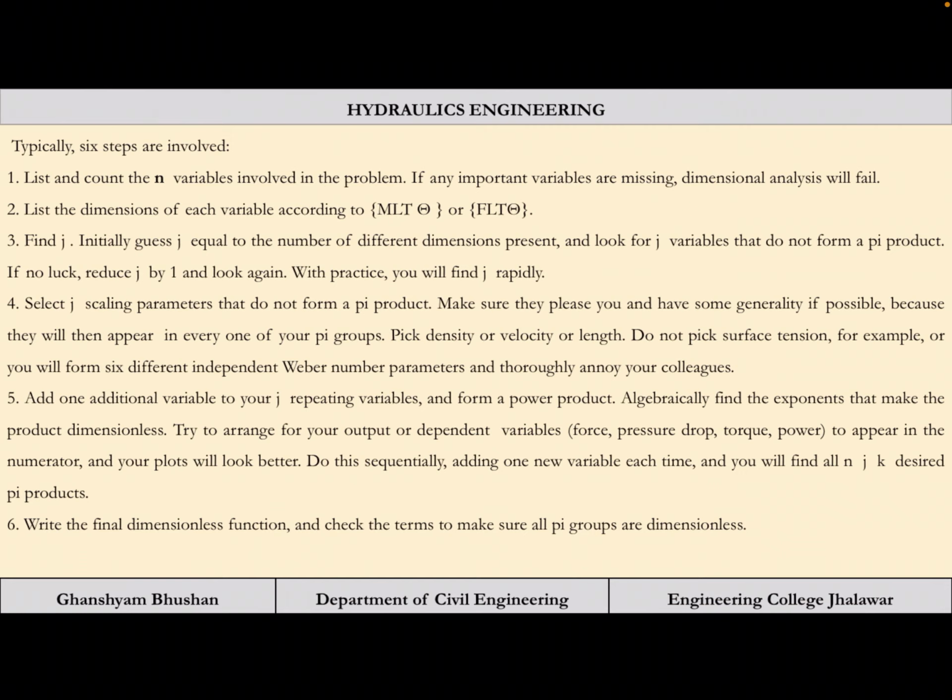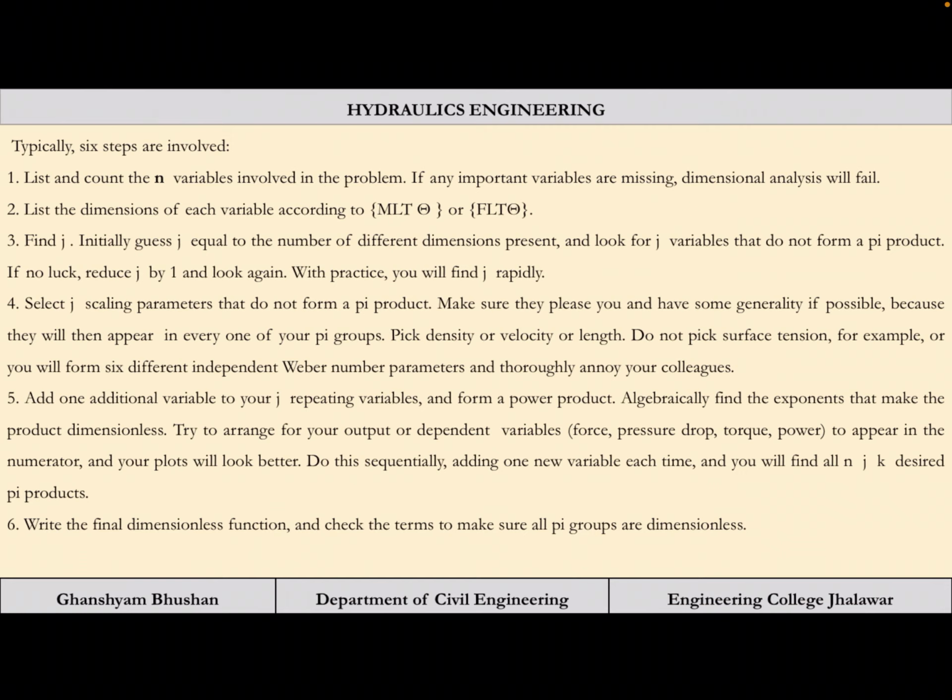First we have to list and count the n variables involved in the problem. If any important variables are missing, dimensional analysis will fail. So first we have to identify the total number of variables. We have to be very careful. If any important variable is missing, then we will fail to solve the purpose. Then we have to list the dimensions of each variable according to MLT theta or FLT theta. But basically in this course I will be using MLT form only.